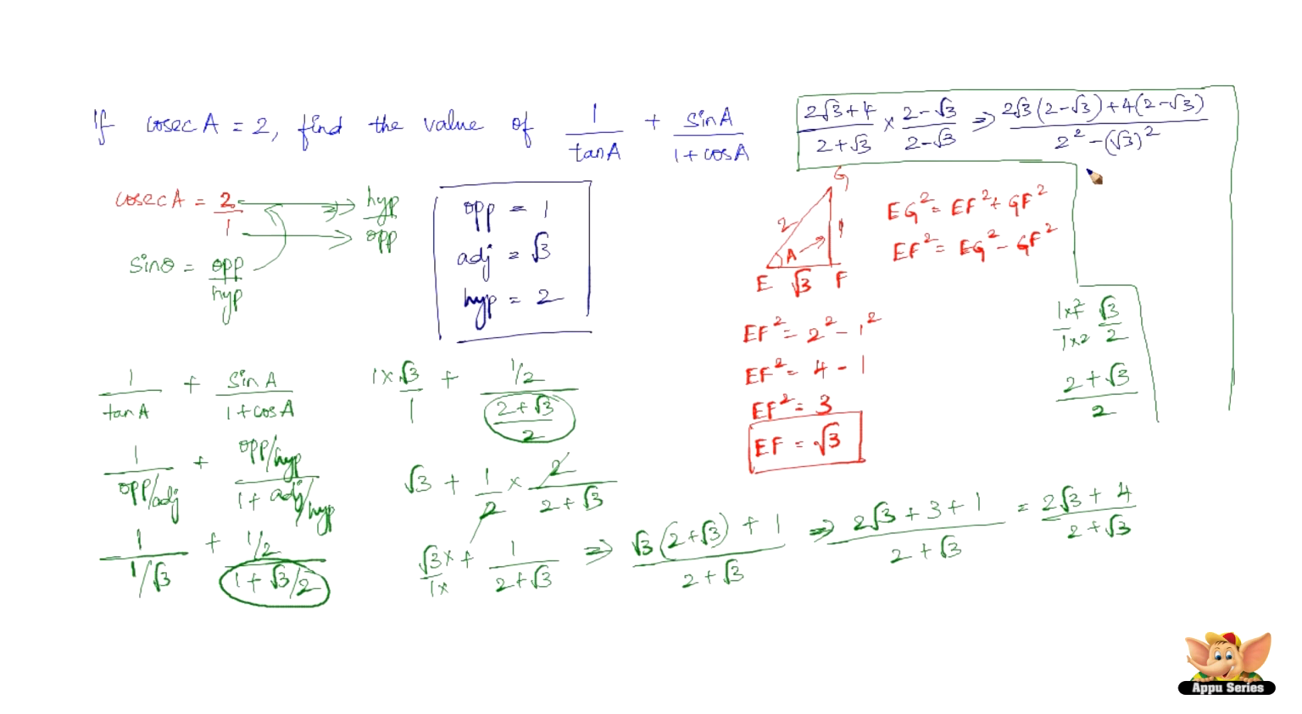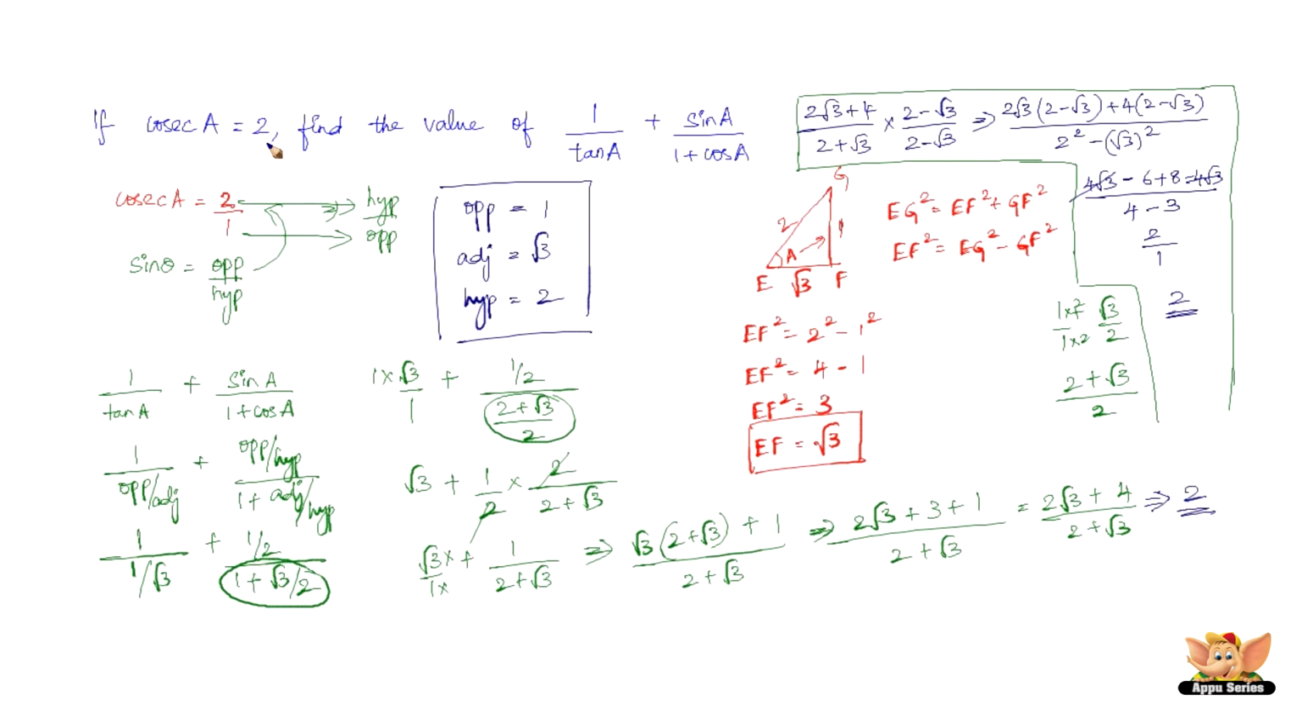So here we've got 2 root 3 into 2, which is 4 root 3. And 2 root 3 into root 3 is nothing but root 3 times root 3 is 3. So 3 times 2 is 6. So it's minus 6 plus 4 times 2 is 8 plus 4 into minus root 3 is minus 4 root 3 divided by 2 square is 4 and root 3 the whole square is 3. So it's minus 3. So here 4 root 3 and minus 4 root 3 gets cancelled. 8 minus 6 is 2 and 2 divided by 4 minus 3 is 1. So the answer is 2. So on rationalizing this, we simplify this to 2.